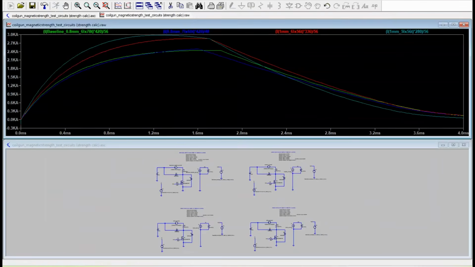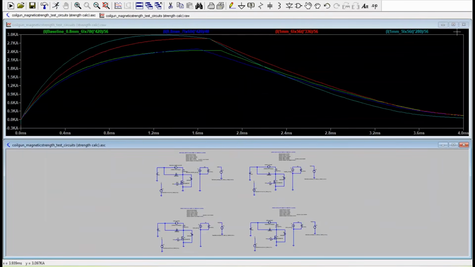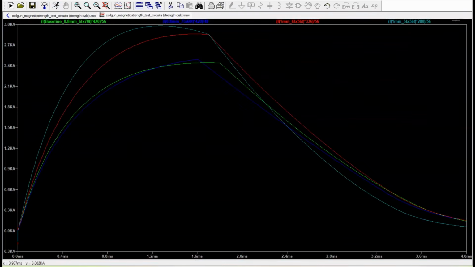Once again, when we simulate each of these designs, we see that the coils with the higher magnetic field strength align with the coils that measured the greater velocities during testing.